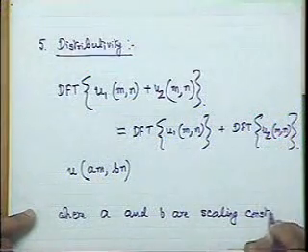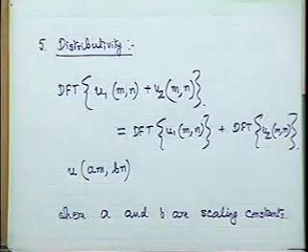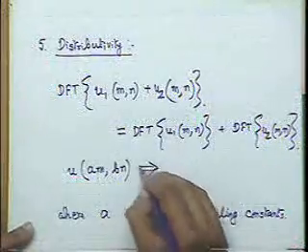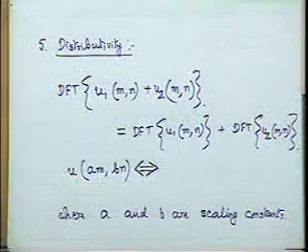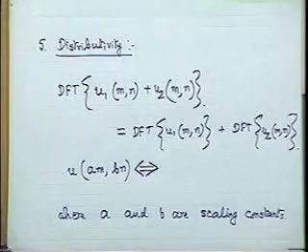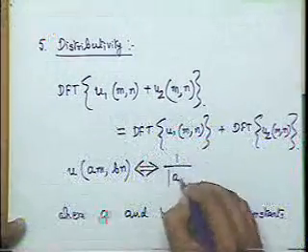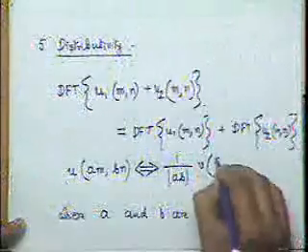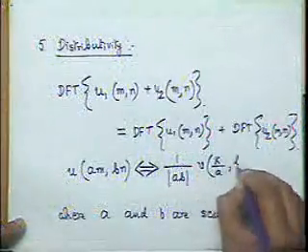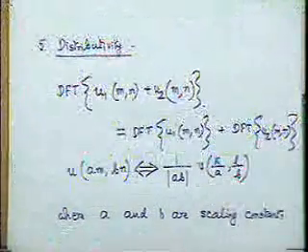If I take that, then its corresponding DFT is given by 1 upon mod AB, V of K by A, L by B. So this is the scaling property.